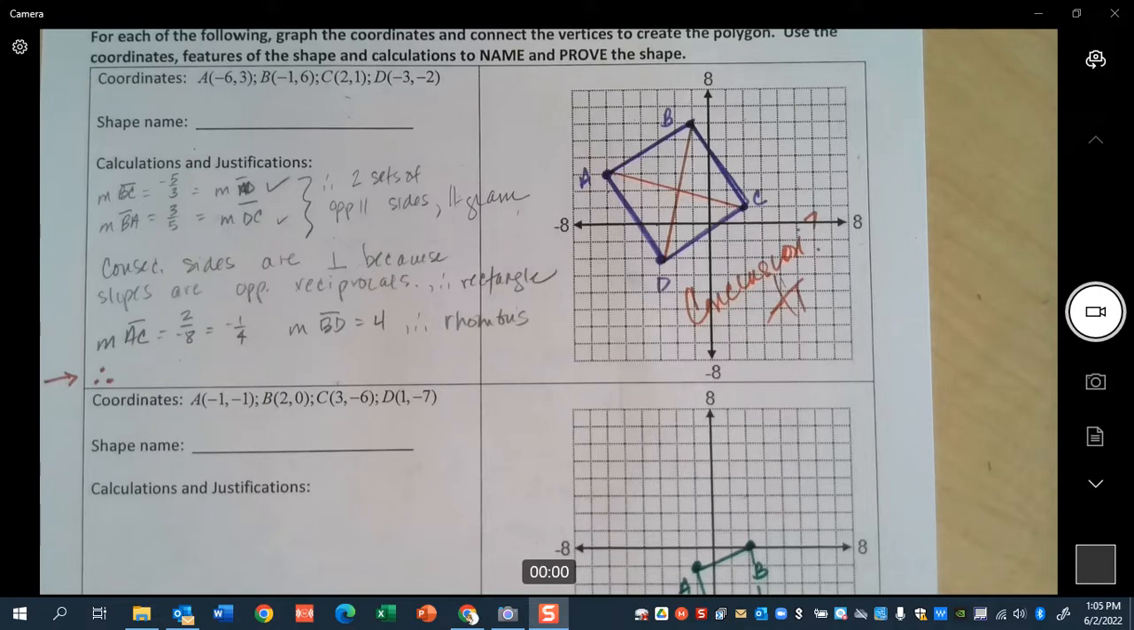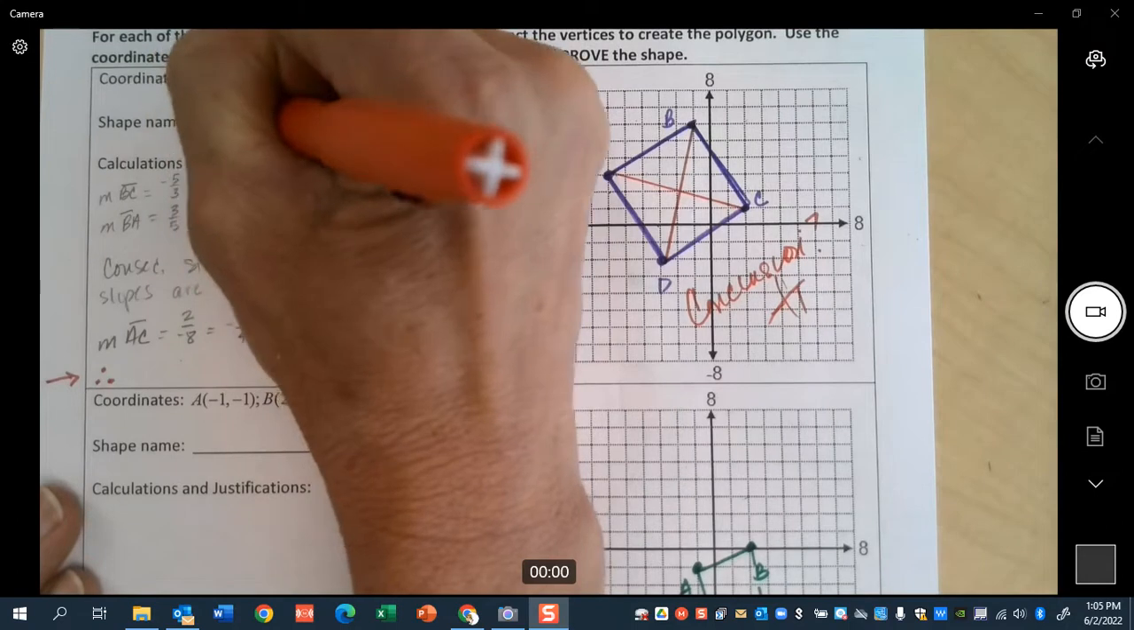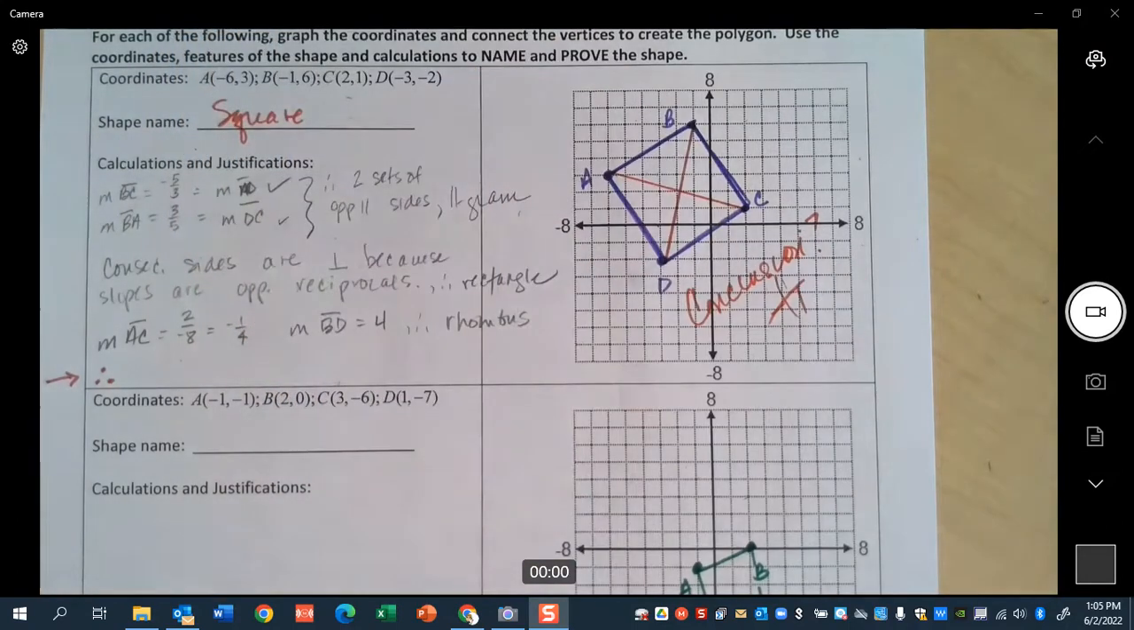Now it comes time for you to put it all together and tell me what is the name of that shape. We're confident it's a square. Now tell me why. Work with your partner, go. Therefore, ABCD is a square because. Tell me what we did.